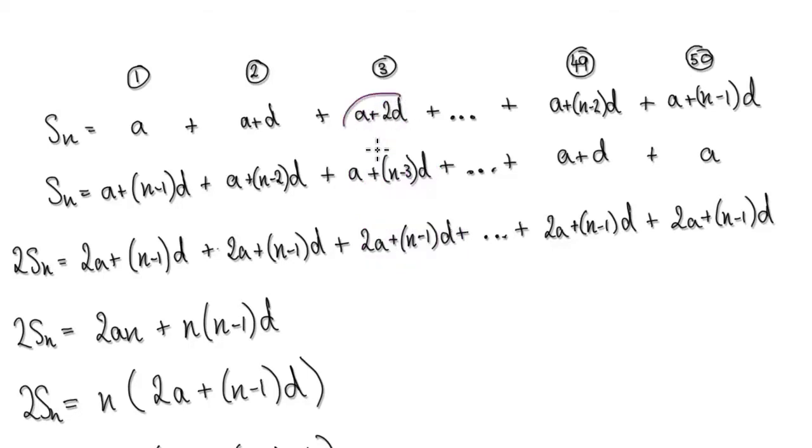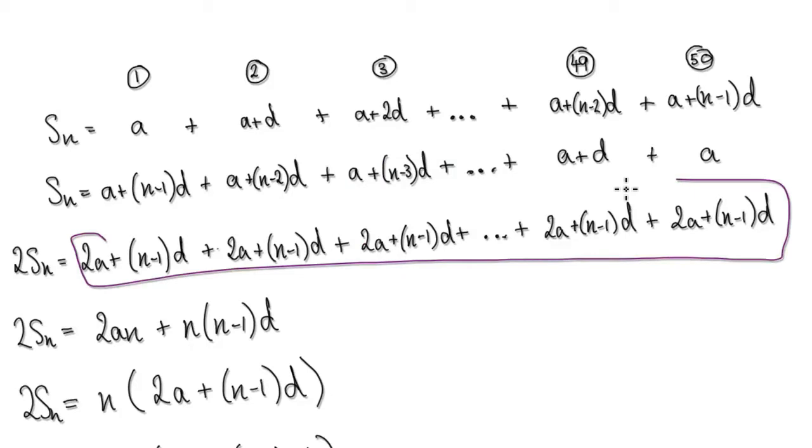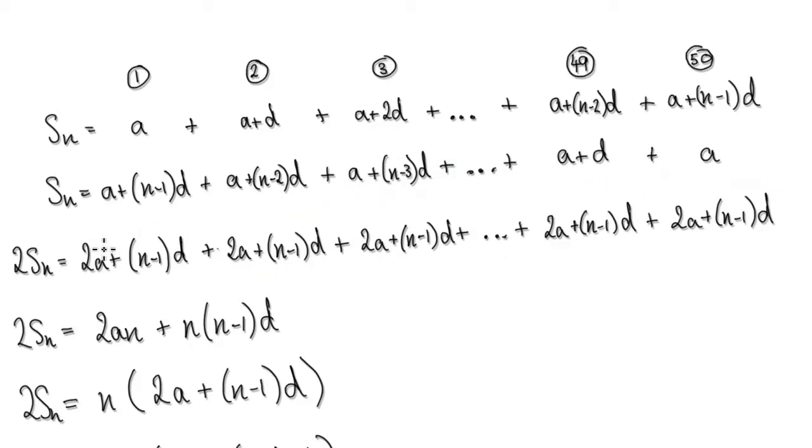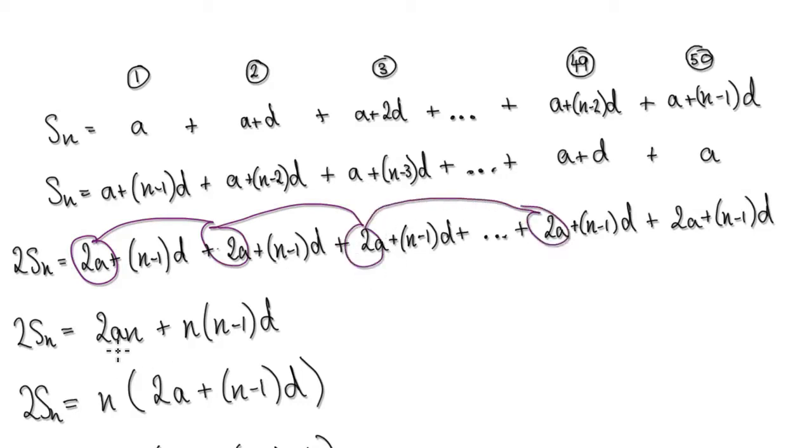Think about it. When you get this plus this, it does indeed give you this. Take your time to figure this out. It does give you this. So notice that all these are the same. Well, hang on. When you clean this up, it will be 2a plus 2a plus 2a plus 2a. So that would be 2a times n lots.